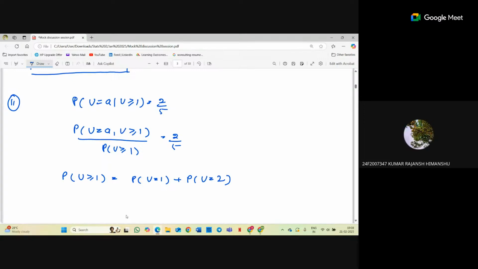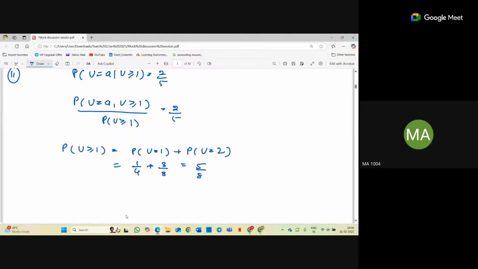Now, what is the probability of u equals 1? 1 by 4. And what is the probability of u equals 2? 3 by 8. So this would be 5 by 8. Now, probability of u equals A, comma, u greater than or equal to 1 is 2 by 5 into probability of u greater than or equal to 1, which is 2 by 5 into 5 by 8, which is 2 by 8, that is 1 by 4.